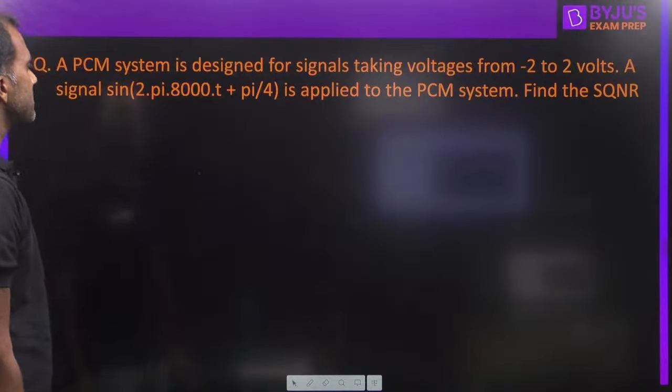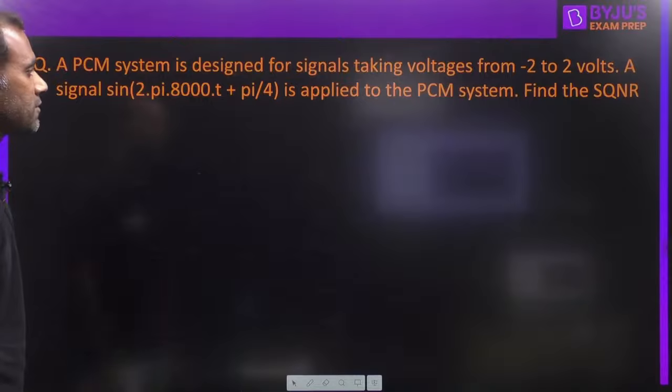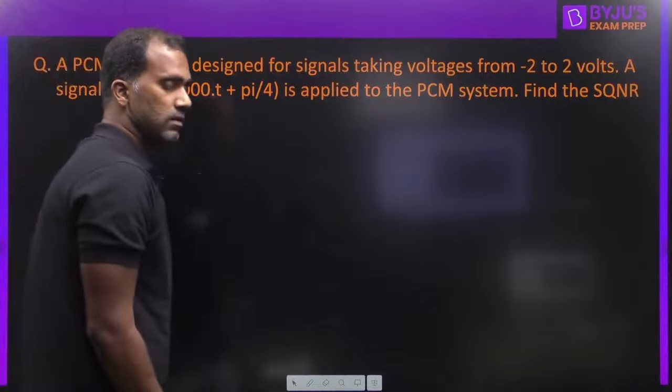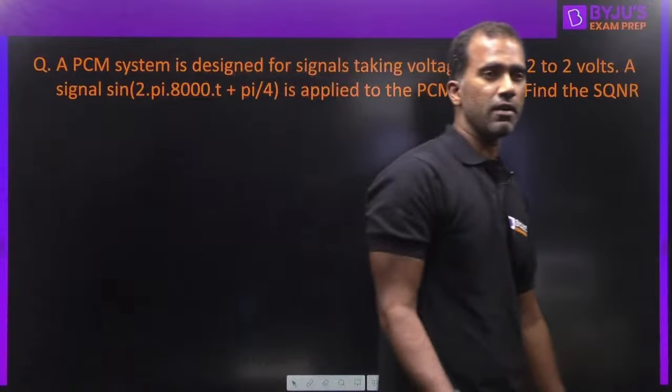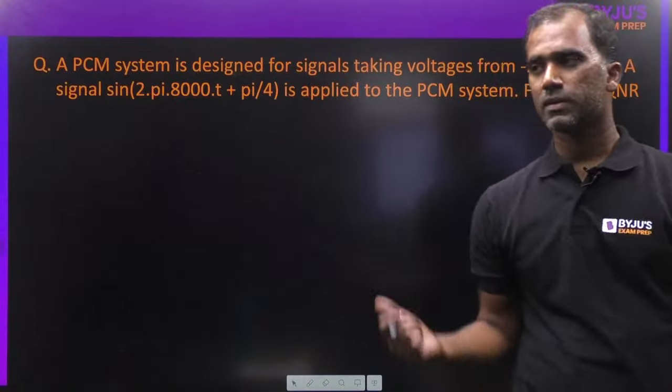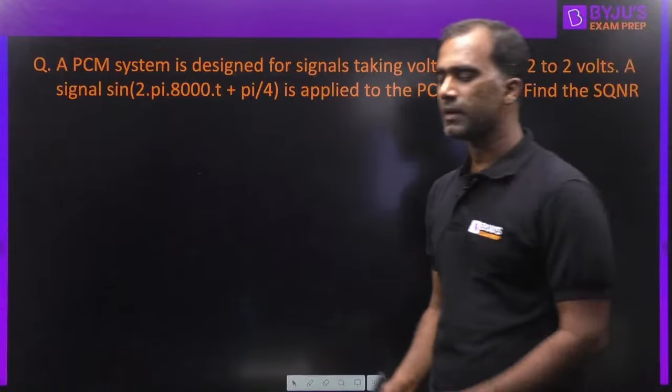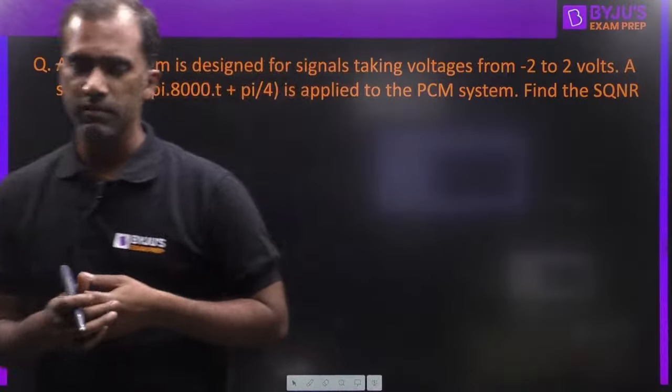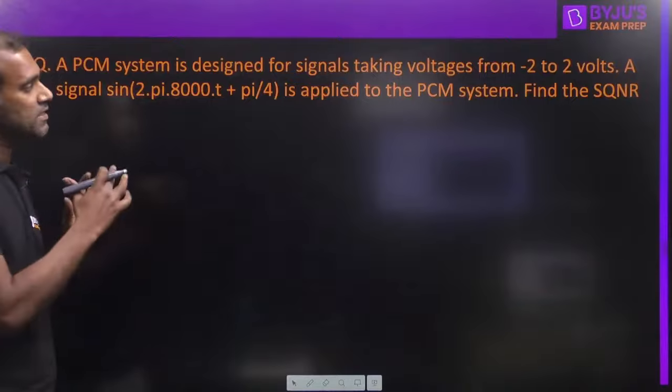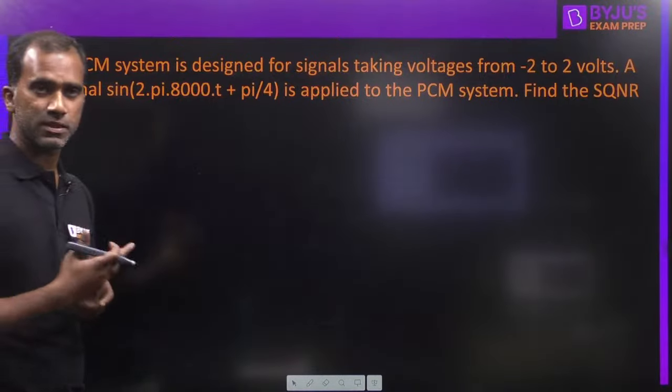Look at the question. A PCM system is designed for signals taking voltages from -2 to +2 volts. A signal sine of 2 pi 8000 t plus pi by 4 is applied to the PCM system. Find the SQNR. I'll wait for a minute. You can try it out. If you have the right basics, it should not be a tough question. I have discussed this model of question in my previous sessions.